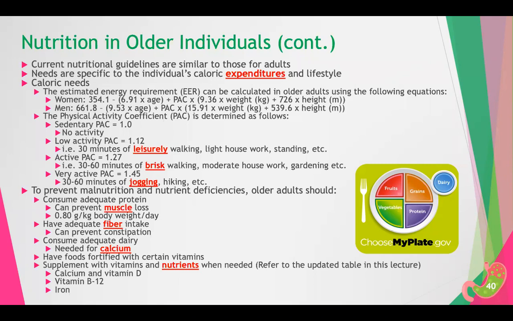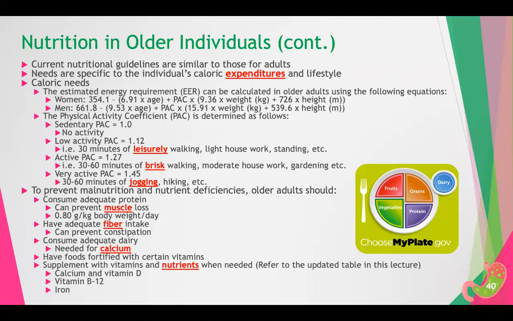So if individuals are sedentary and they don't do any type of physical activity, their PAC would be 1. If they have low activity, their PAC would be 1.12. And an example of low activity would be 30 minutes of leisurely walking or slow walking, or light housework like washing the dishes or standing. They would be considered active if they do 30 to 60 minutes of brisk walking, or moderate housework like cleaning windows, mopping, or gardening. And they would be considered very active if they do 30 to 60 minutes of jogging or hiking or any type of intense physical activity.